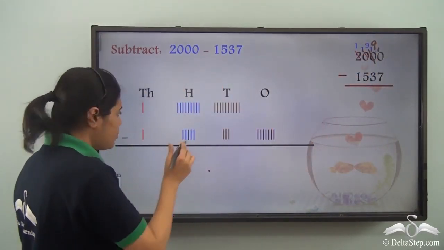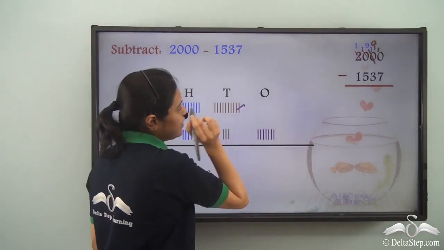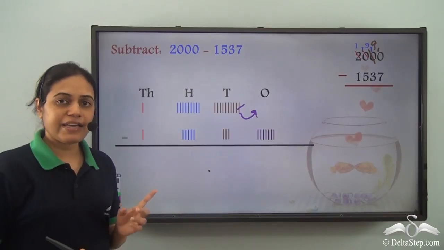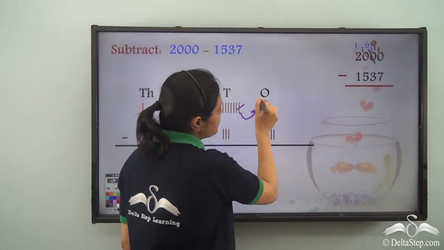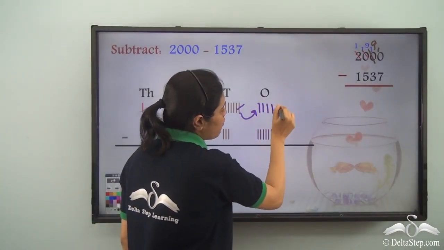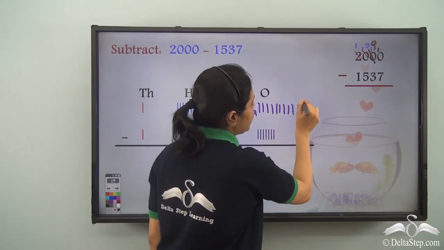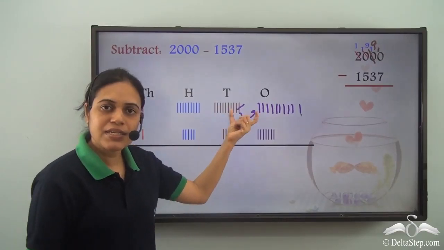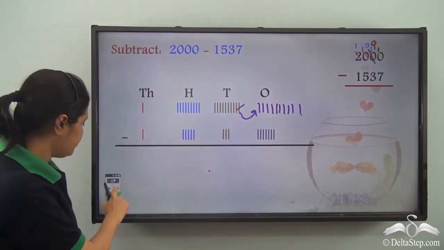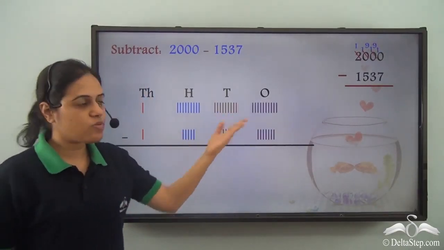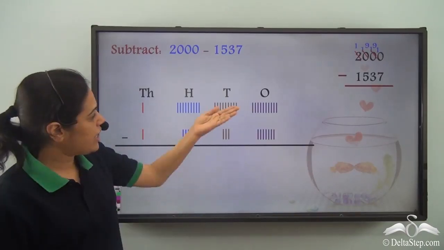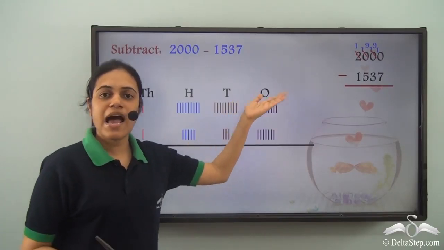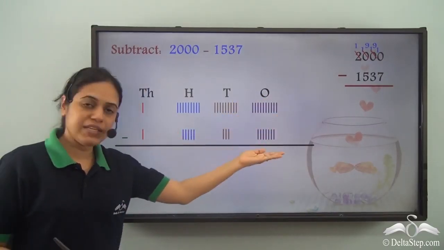Similarly, over here, this one will go to the ones place and 1 tens means 10 ones. 1, 2, 3, 4, 5, 6, 7, 8, 9, 10 ones. So we are left with 9 tens and 10 ones. So this is what we have. And now I have sufficient number of hundreds, tens and ones to subtract these.